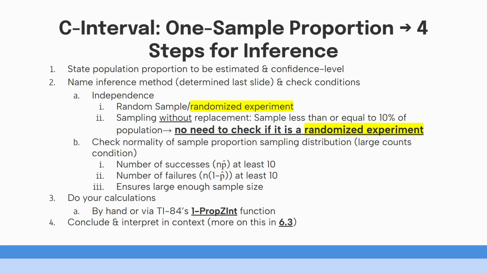So to use the 1-PropZInt function on your calculator to build a confidence interval, of course, when you're doing the FRQ, you have to do the state and then the plan procedure to check the conditions. But when you're doing the calculations on an FRQ, don't bother doing it by hand. That'll take too much time.